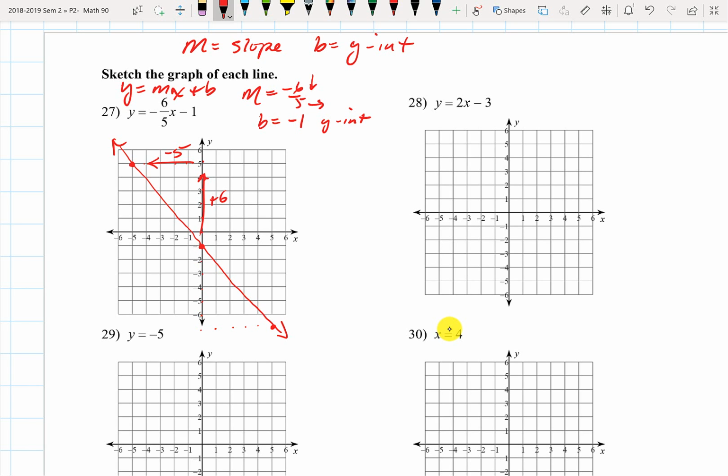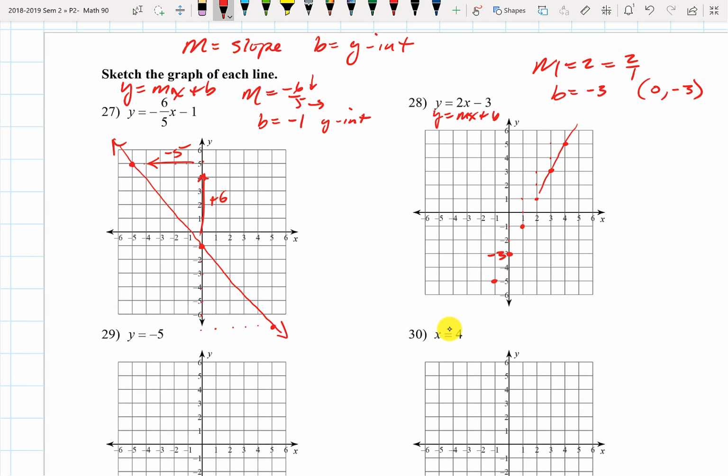Now this equation is a little bit different, obviously, but it's the same idea. Here the slope is 2, which is the same thing as 2 over 1. Y-intercept's negative 3, or 0, negative 3 on the graph. So you start here at negative 3. And then you go up 2, right 1. Up 2, right 1. And you repeat your slope. All right, as I show you guys in class, we always repeat the slope. And then reverse it too.